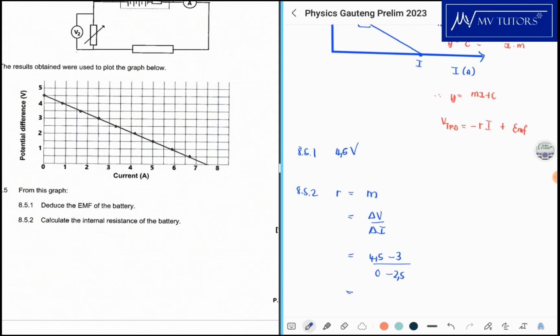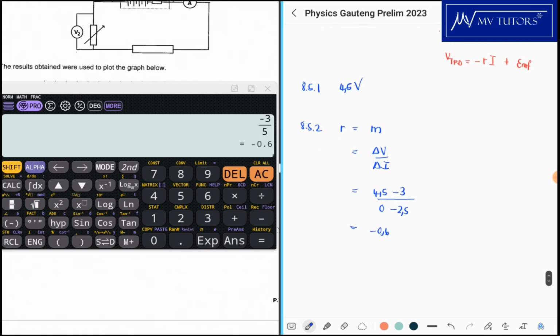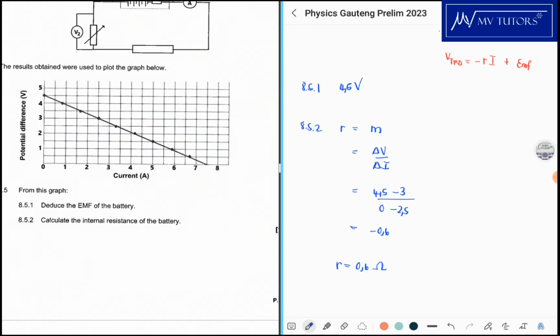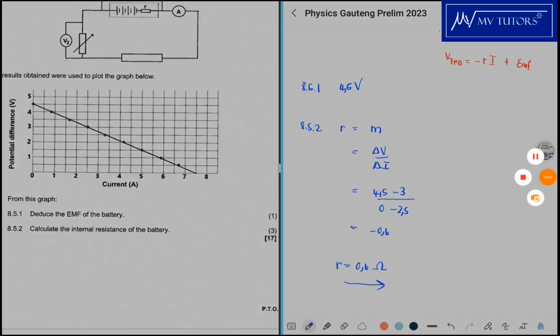So we have 4.5 minus 3 all over 0 minus 2.5, and we get negative 0.6. But remember, you can't have a negative internal resistance, so we'll just say the internal resistance is 0.6 ohm. And wow, we're done with the question. We did this in 16 minutes. Good.